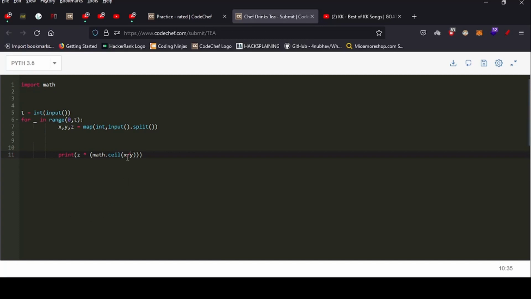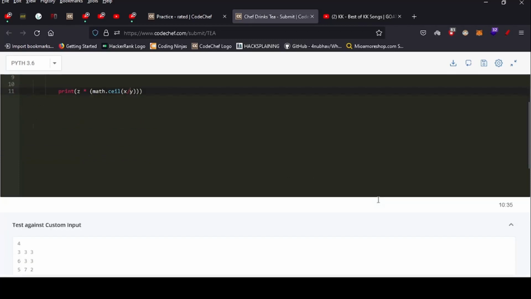In this case, I have used a library function in Python, math.ceil, to get the upper value of the float. Thank you for listening.